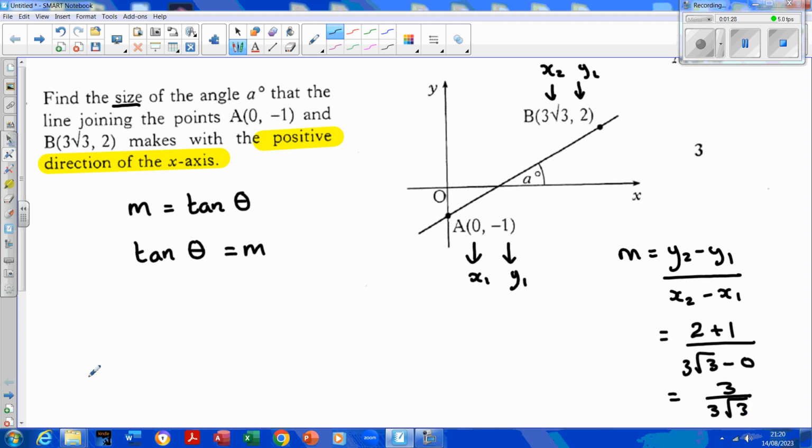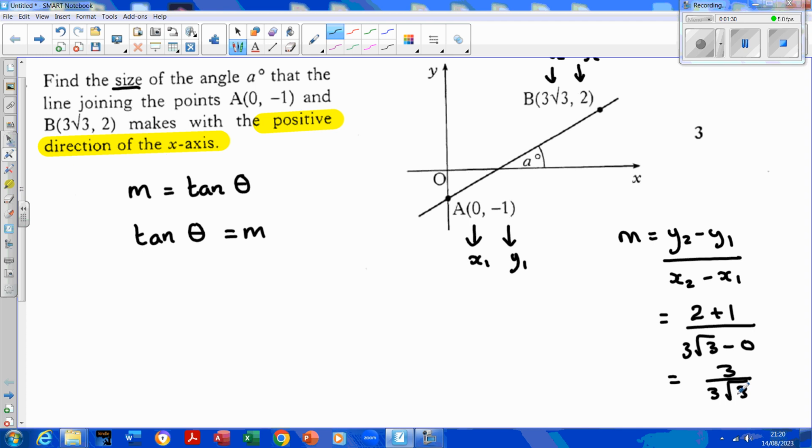Now we've got to simplify. So when we simplify that, we divide top and bottom by 3. 3 into 3 goes once. 3 into 3 goes once. So that's equal to 1/√3. So now we know that tan theta is equal to 1/√3. Now this is a non-calculator paper.